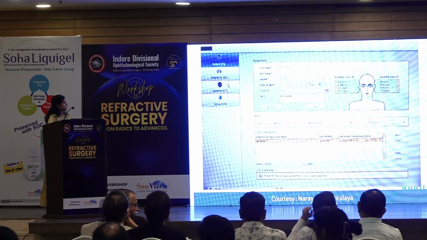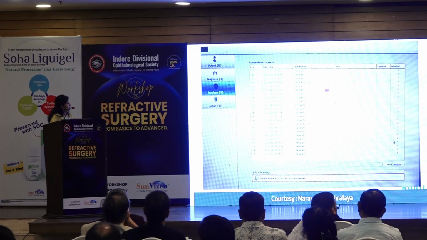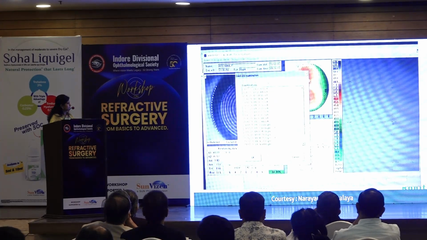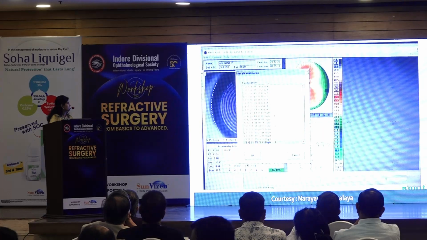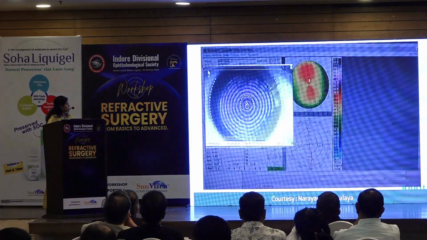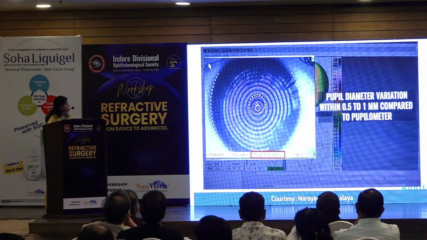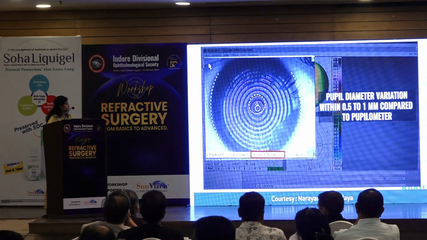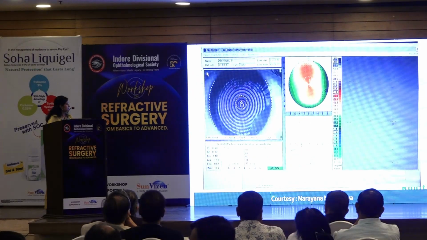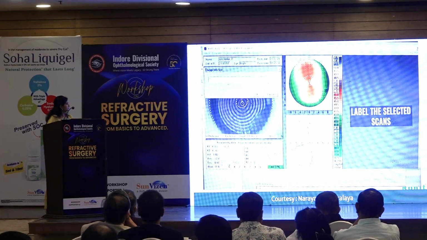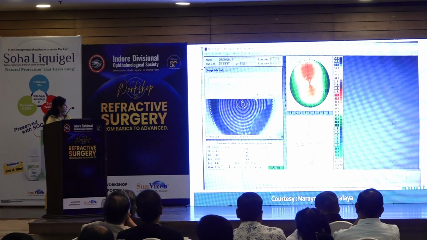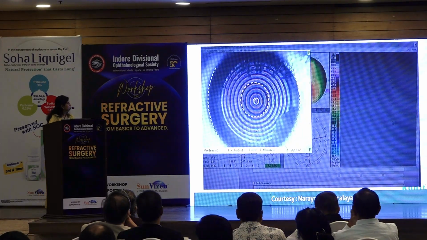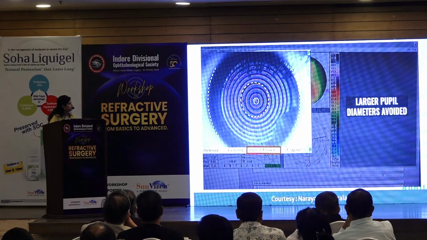While selecting scans for export, it is important to evaluate each individual scan and assess the pupil diameter. Ideally, the pupil diameter should be within 0.5 to 1 mm of the diameter displayed on pupillometry. Label the ideal scans for easy export. Larger pupil diameters are preferably avoided.